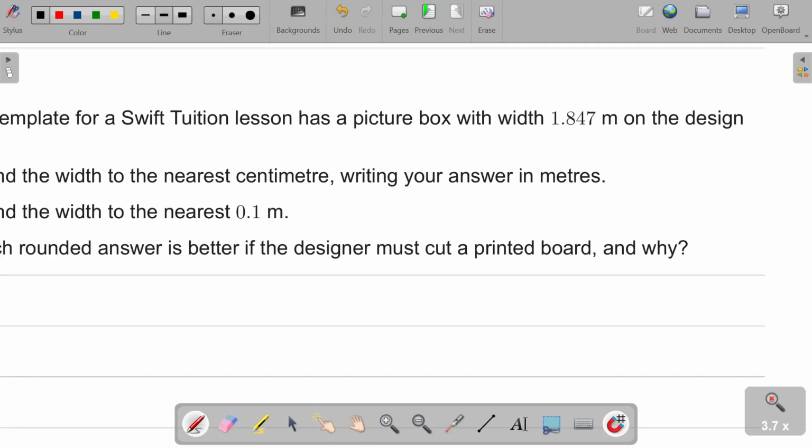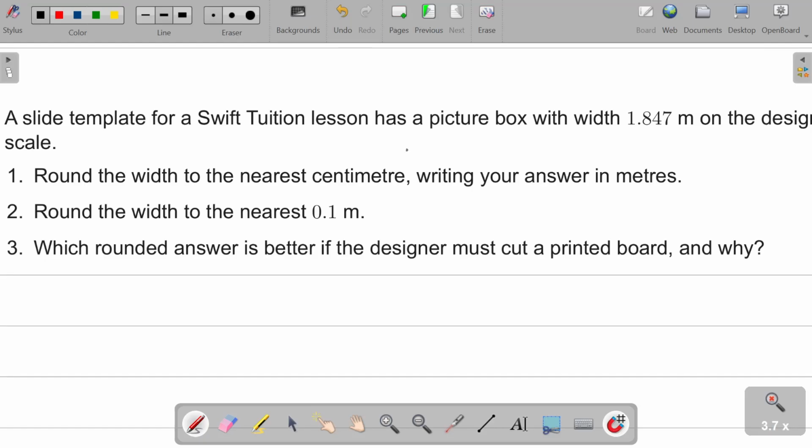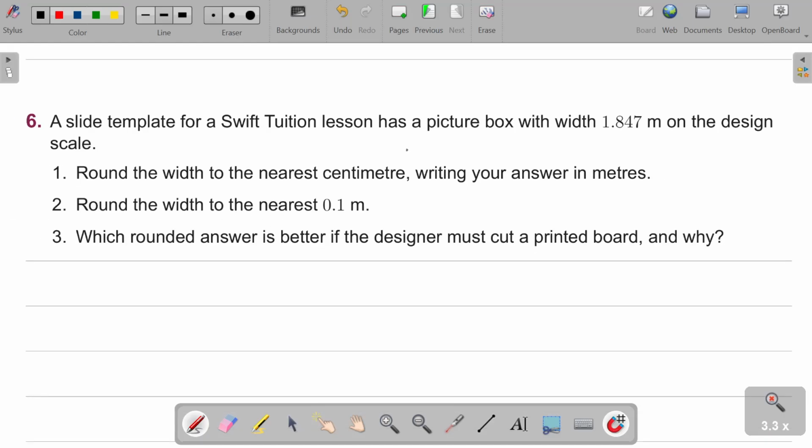Now, the next question tells us that a slide template for a Swift lesson has a picture box with the width of 1.847 meters on the design scale. We want to round the width to the nearest centimeter, writing your answer in meters. And so in this case, that's obviously 1.847. So how do I take 1.847 and round off to the nearest centimeter?